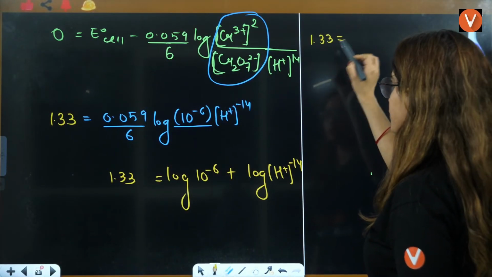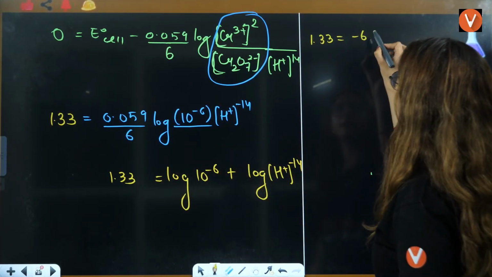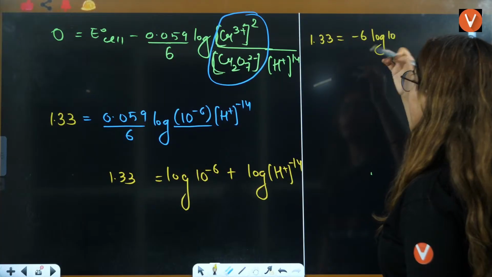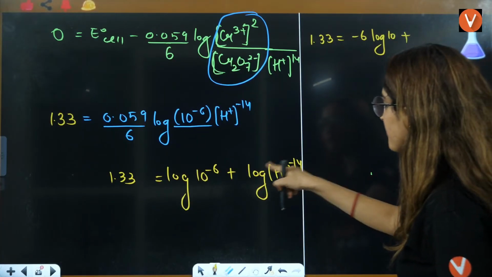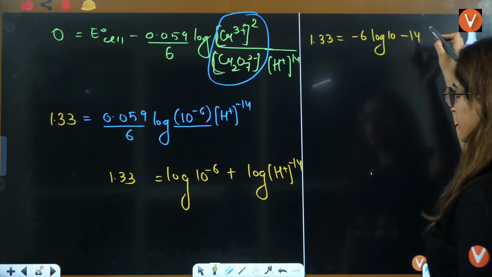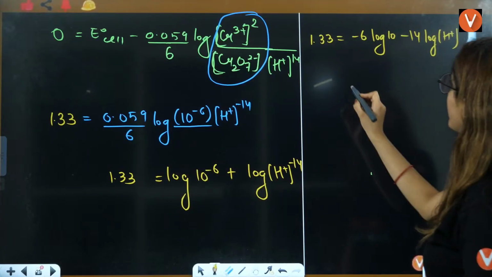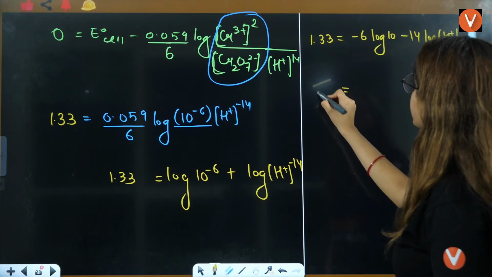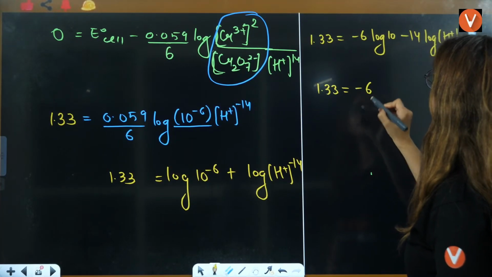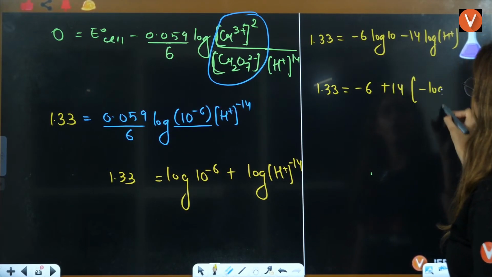1.33 equals to, this will be minus 6. This power will come in front, and log base 10 of 10 is 1 only. This power will again come in front, so this will be minus 14. This is log of 10 H positive. Now if you see this, this is 1.33 minus 6 plus 14 minus log of H positive.